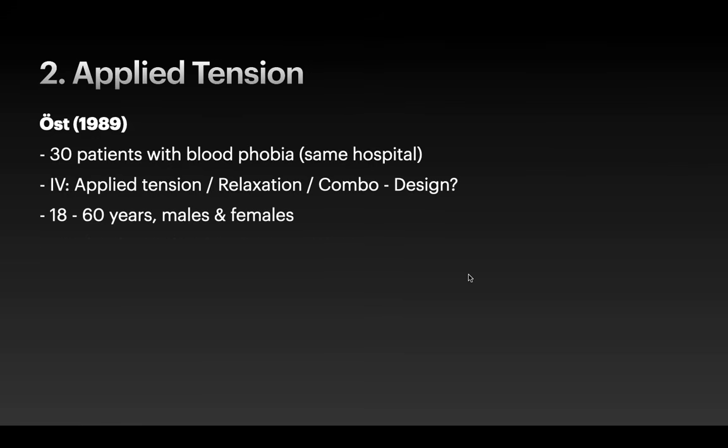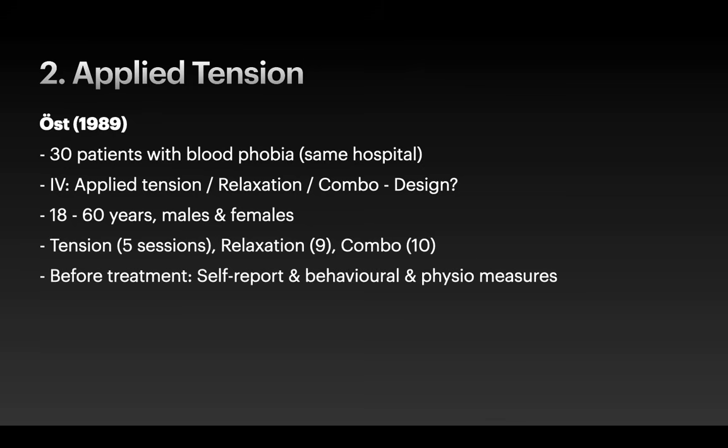They were from 18 to 60 years, males and females. Applied tension sessions were taught over 5 sessions, and relaxation sessions were over 9 sessions. Those in the combo group had 10 sessions in total, right? I'm not sure why they didn't standardize it. I'm not sure why some had less, some had more. That's just the researcher's decision. Before the treatment, they did self-reports and behavioral and physiological measures. Again, please go and look up the actual study and read about what those measures were.